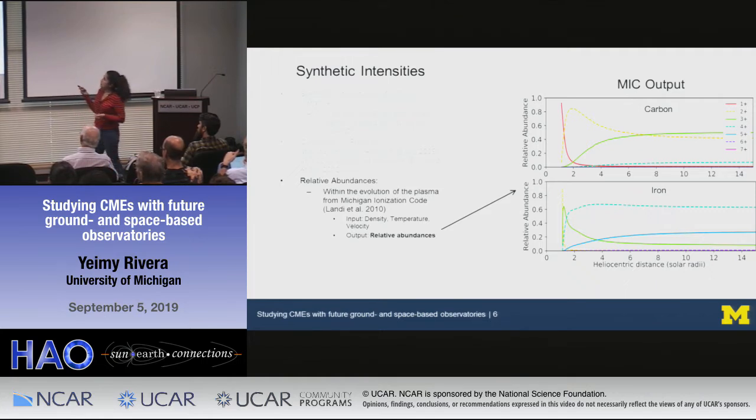So this is just an example output, I think, for the prominence material. These are all the charge states of carbon up here, so relative abundance as a function of distance. And this is for iron. So you can see how they're changing. This is much farther than we're actually looking. It's out to 15 solar radii. But you can see that even at the distance that we're at, there's still a lot of change happening in some of the plasma.